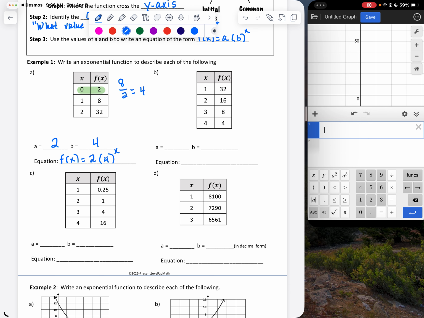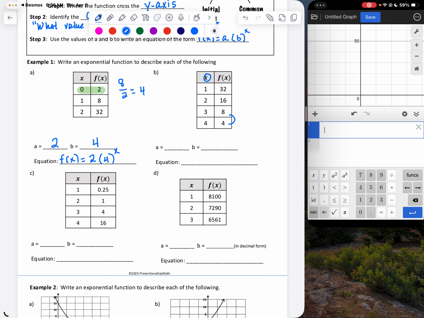All right, problem B. Here we're given a table. We're told it's an exponential function. They want us to write a function rule to describe the values in this table. Now, the difference in this table and the previous table is they did not give us x equals 0. So when that happens, you need to find the y-intercept on your own. So I could put a 0 right here, and then I could use the pattern in the table to find the y value.